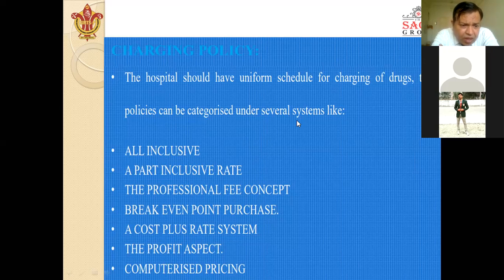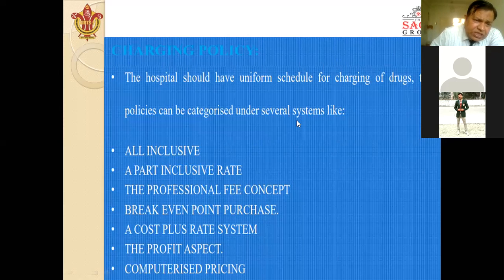Another charging policy is the professional fee concept. Another is break even point purchase. Now, next is a cost plus rate system. Another is the profit aspect. And next is computerized pricing. These are the charging policies followed by various hospitals in their daily practice.